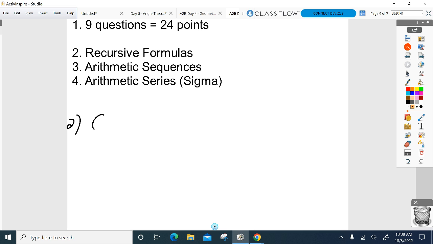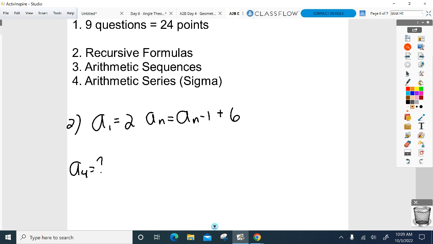Here's an example. I will give you the first term. Anybody, first term, what do you want? 2. Then I will give you a formula that looks like this. I'm just giving you a basic one. And I'll say, all right, what's the fourth term?